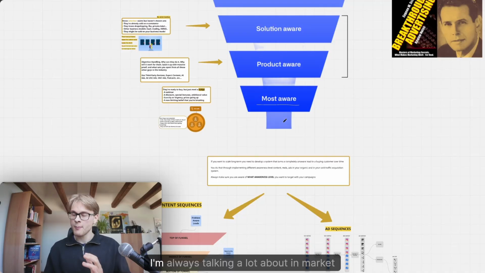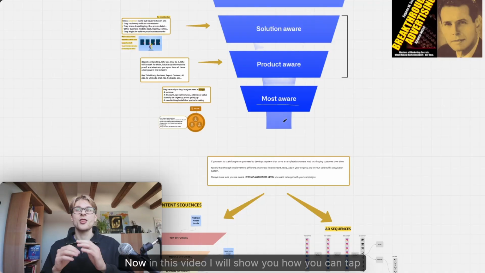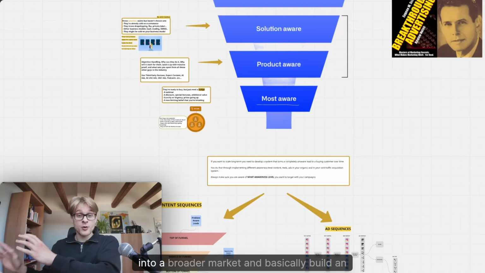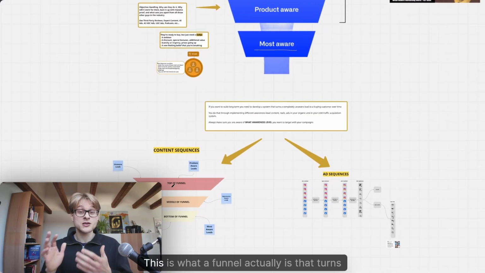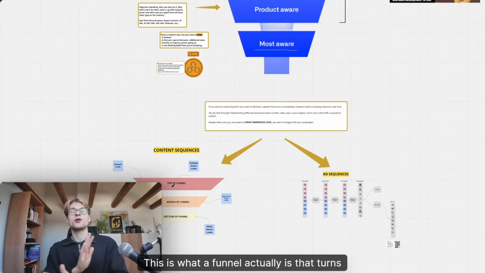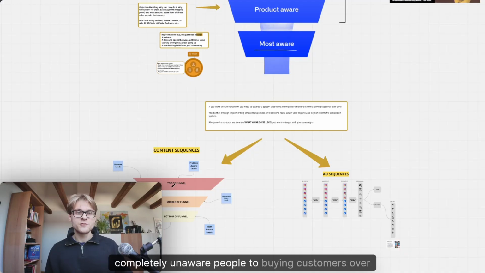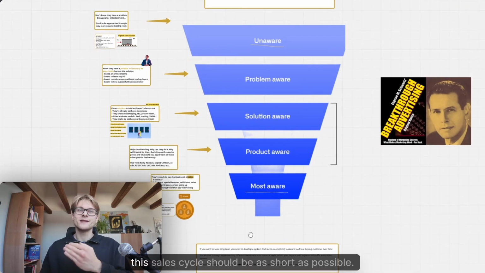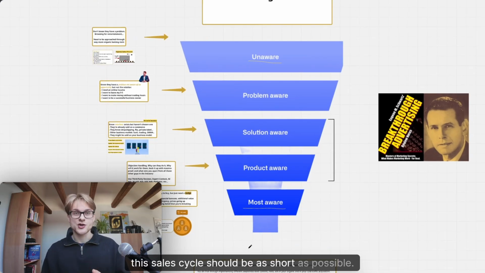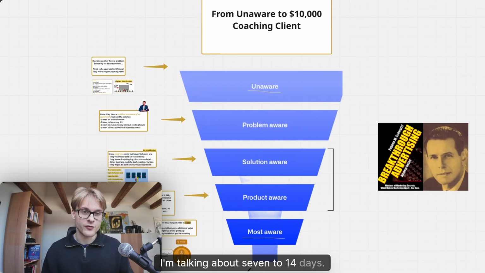market. I'm always talking a lot about in-market messaging. Now in this video, I will show you how you can tap into a broader market and basically build an ecosystem, build a funnel, right? This is what a funnel actually is: it turns completely unaware people into buying customers over a certain period of time. And ideally, this sales cycle should be as short as possible. I'm talking about 7 to 14 days.